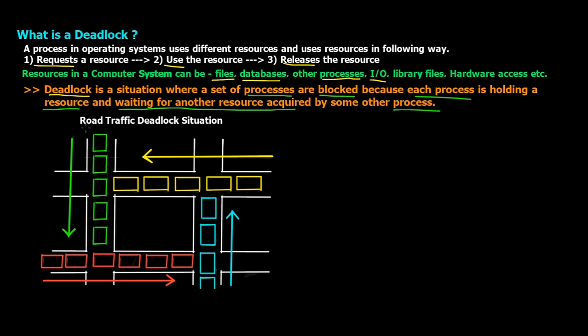This is a basic scenario of a road traffic deadlock situation. As you can see on the diagram, these rectangular boxes in different colors are cars, and these white lines are roads. The green set of cars are traveling in this direction. They are blocked over here because there is a different set of red cars traveling from left to right. Again, these red cars are blocked over here by blue cars traveling from bottom to top. The blue cars are blocked over here because of these yellow cars traveling from right to left.